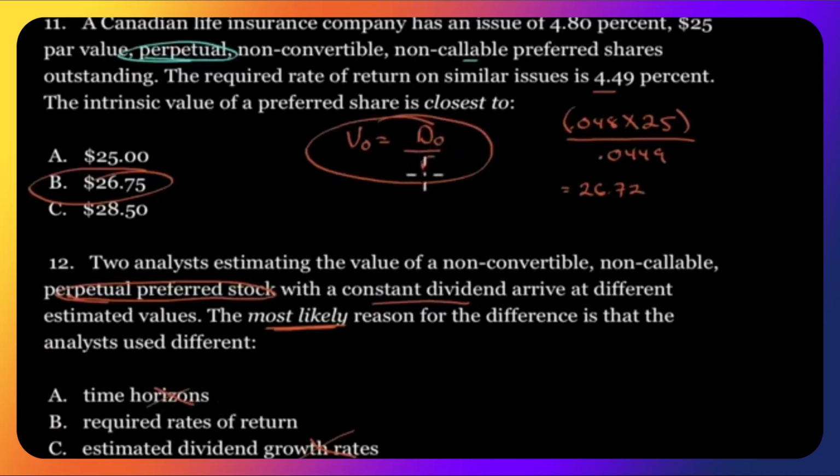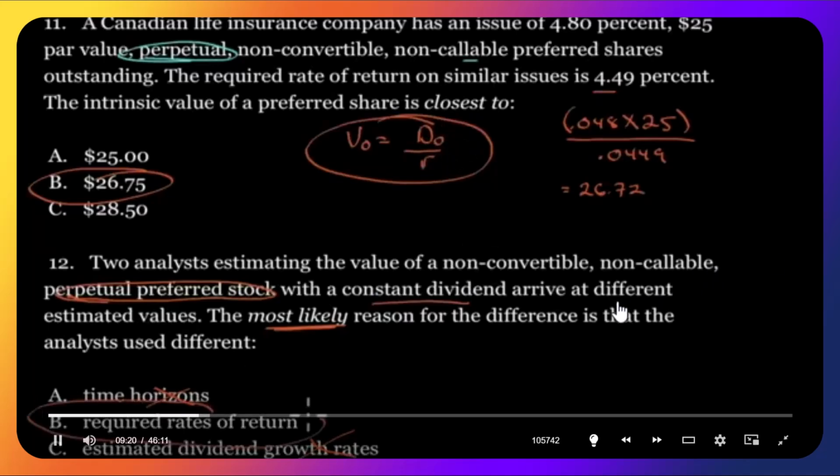The only thing that could be different is R, because R is sort of an estimate, right? The required rate of return. The dividend is going to be quite obvious on the preferred share. It's going to be stated. Everyone's going to have the same numerator. It's the denominator, required rates of return.